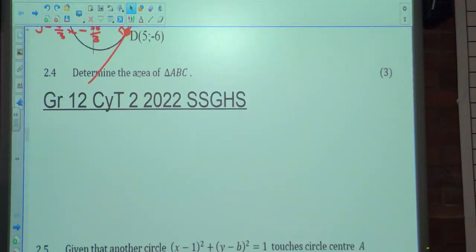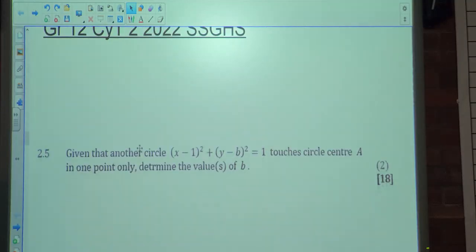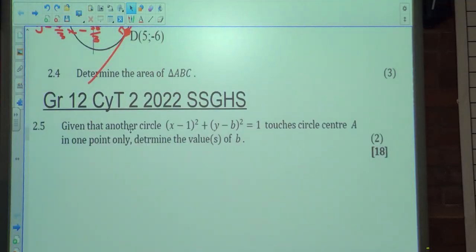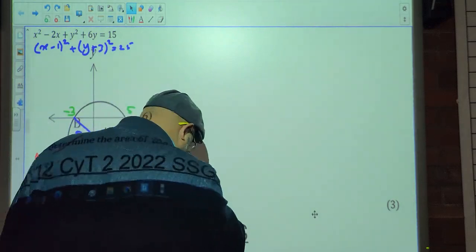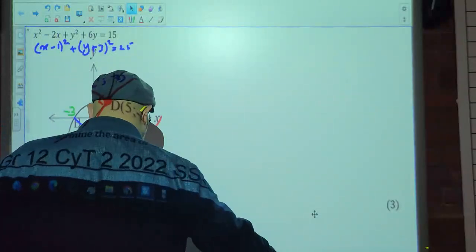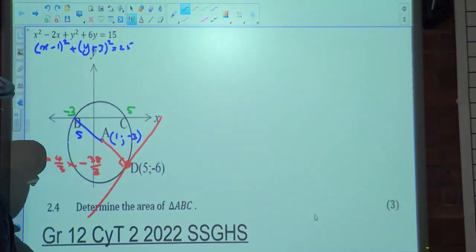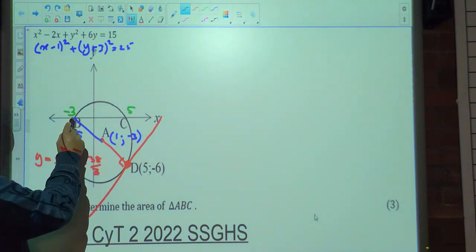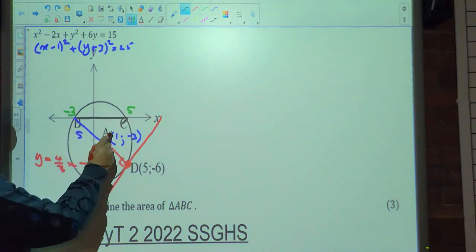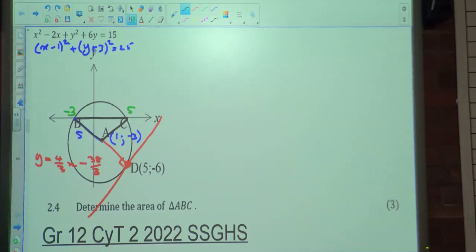Let's go to 2.4, sorry. In 2.4, the question says determine the area of triangle ABC, this triangle, for 3 marks.